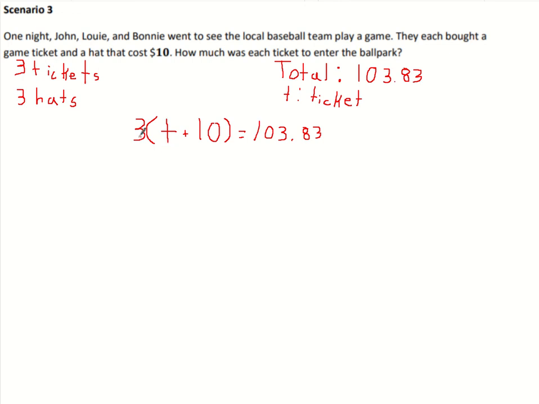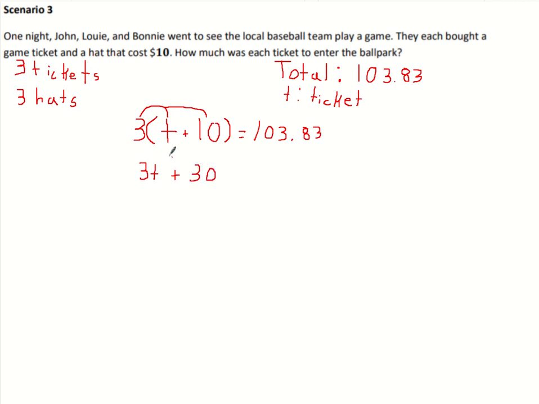I can either do my dividing by 3 first, or I can use my distributive property. Just so that we get more practice with the distributive, I'm going to distribute first. So distributing it in means I have 3 times t, which is just going to be 3t, plus 3 times 10, which is going to be 30.